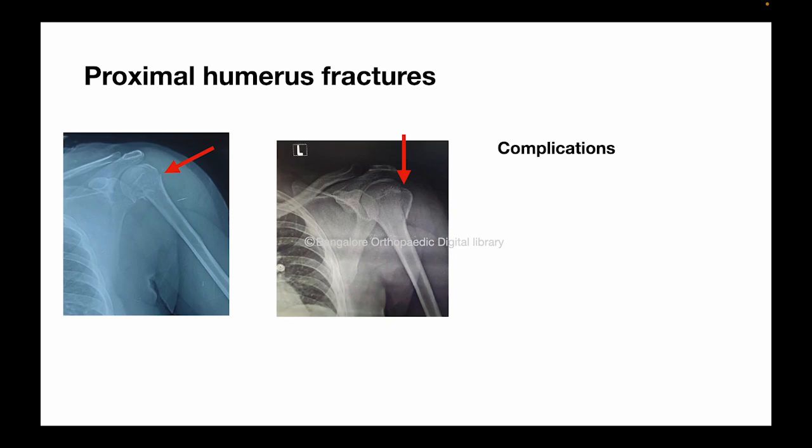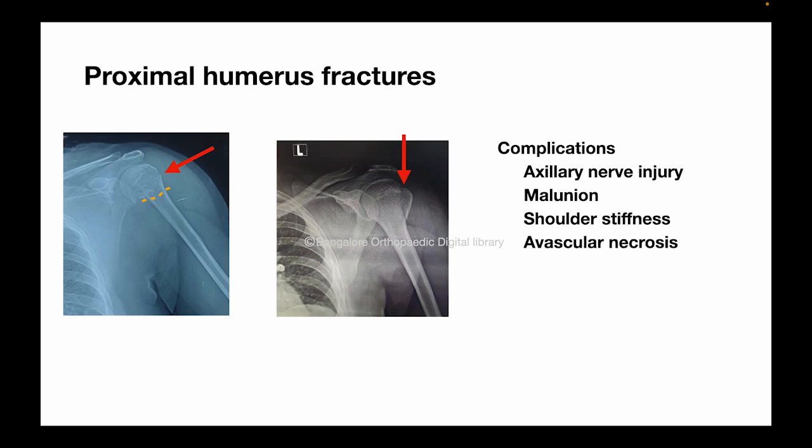Complications associated with proximal humerus fractures include axillary nerve injury. This is due to its close proximity to the surgical neck of the humerus. Malunion is common. It is not normally a disability because a good range of movement is present in the shoulder. Non-union is rare. Shoulder stiffness, adhesive capsulitis, and avascular necrosis of the head of the humerus, when the fracture is close to the anatomical neck, are other complications.